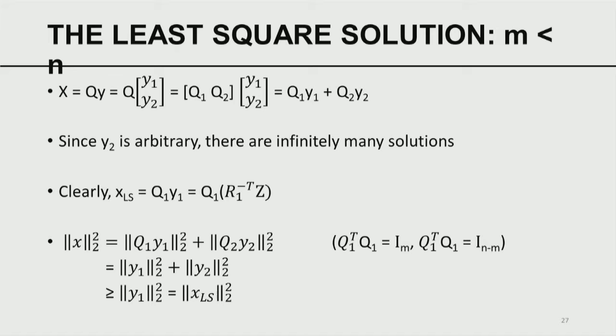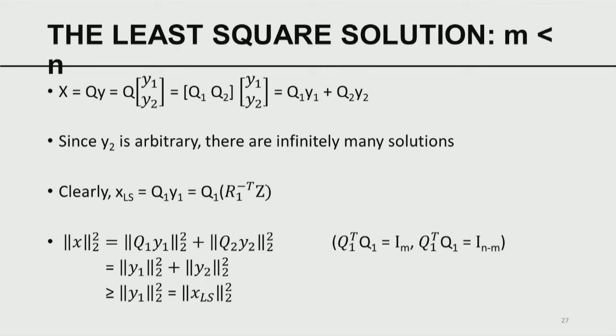This is another look at the least square solution. The least square solution is now given by x is equal to Q of y in the case of underdetermined system. y is y1, y2, Q is Q1, Q2. Therefore, x is equal to Q1 y1 plus Q2 y2. Now, please remember y2 is arbitrary.